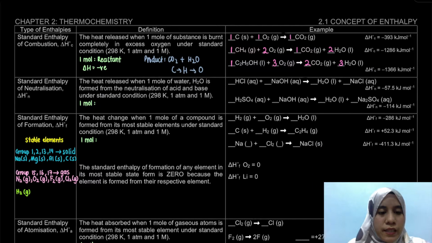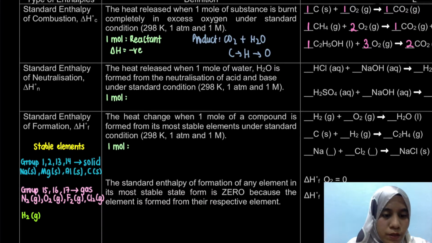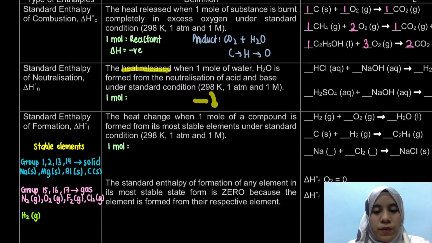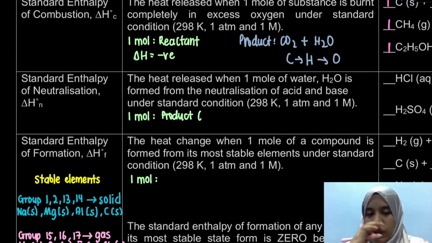Okay, next is standard enthalpy of neutralization. For neutralization, it is still delta H, with a small n, which stands for neutralization. The definition: the heat release, still heat release, so delta H will be negative, when 1 mole of water is formed from the neutralization of acid and base under standard condition. So here, 1 mole is our product, but more specifically, it must be the H2O that has to be 1 mole.